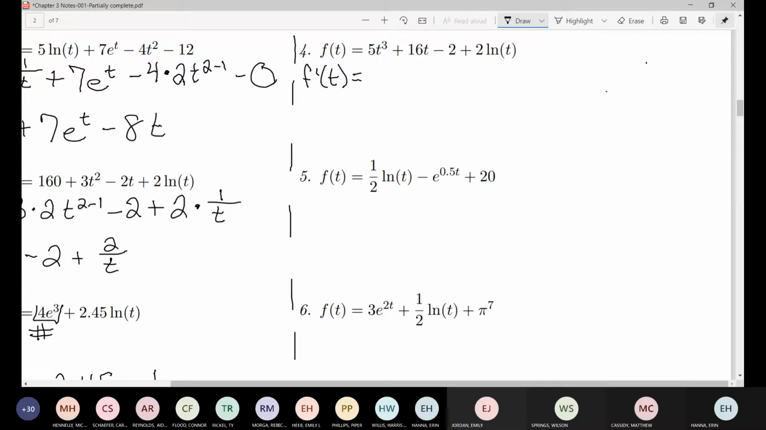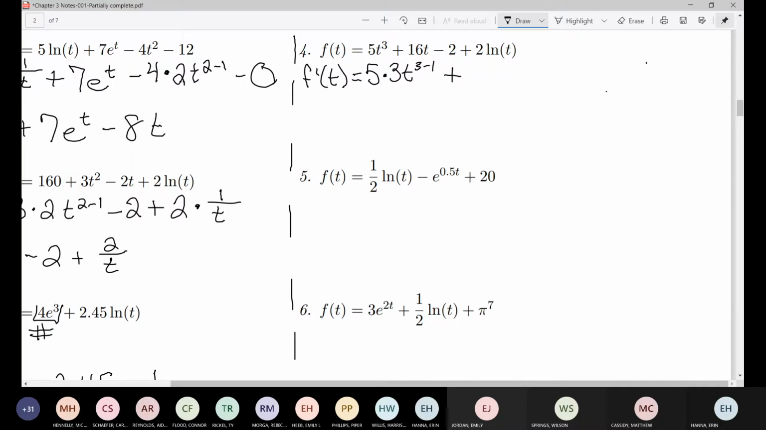So we want the derivative. The first thing we need to take the derivative of is 5t cubed. The 5 comes along for the ride. Bring the power down, subtract 1 from the power. Remember, with addition and subtraction, you just essentially take each piece and find the derivative separately.